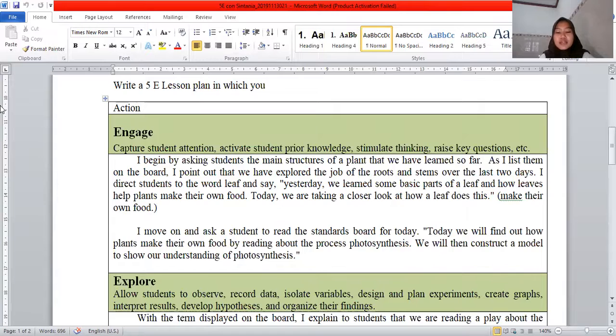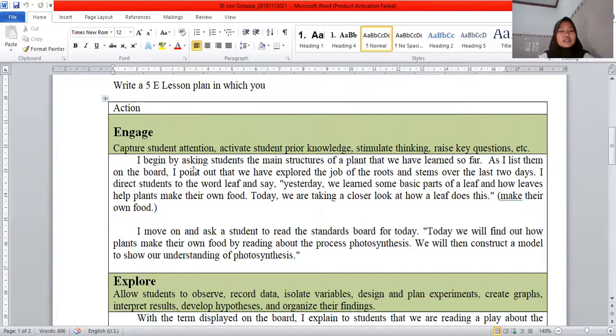Here, I will lay out my own design learning for meeting the needs during studying. Following the design action. Engage, capture student attention. Activities, student prior knowledge, stimulate thinking, raise key question.